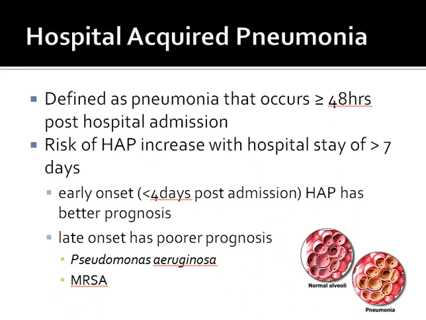Now, in terms of the prognosis and severity of the illness, those patients who get the early onset HAP, so between 2 to 4 days post-admission, tend to have a better prognosis, and that is usually because the type of bacteria that's responsible for the pneumonia is very similar to that of the community-acquired pneumonia. But those that have late onset usually have poorer prognosis because they have more significant, more difficult to treat bacteria such as Pseudomonas or MRSA.